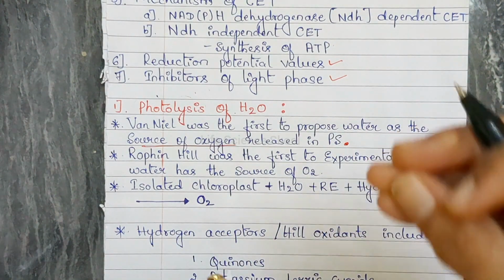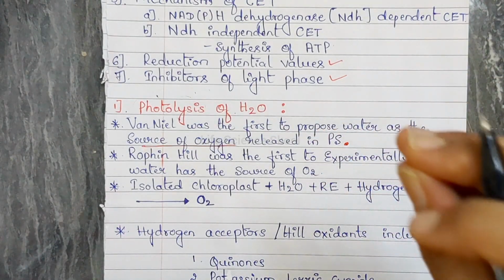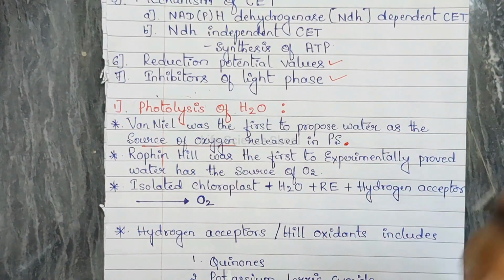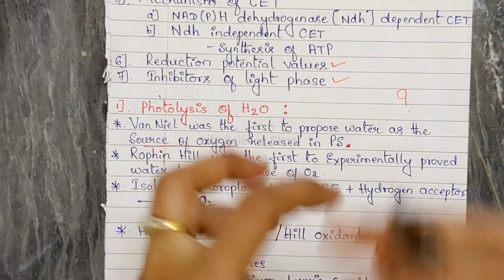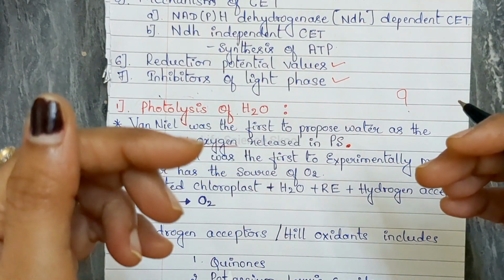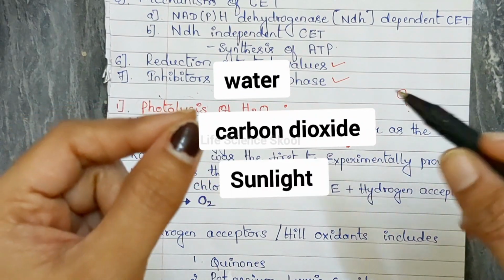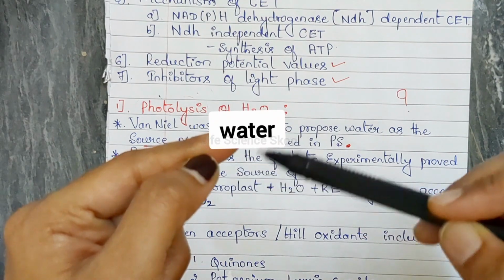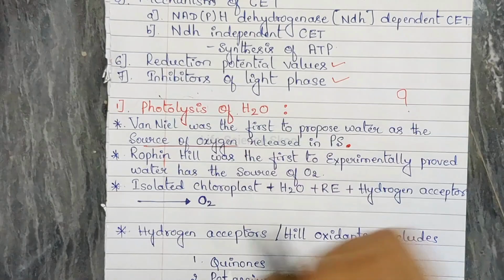So this scientist, Van Niel, is the one who proposed water as the source of oxygen release in photosynthesis. We know that by the photosynthesis process we get oxygen. So now the question is, how is oxygen released by the photosynthesis process? Photosynthesis occurs by water, carbon dioxide and sunlight, right? So he said that water is the source for the release of oxygen. Who said this? That is Van Niel.